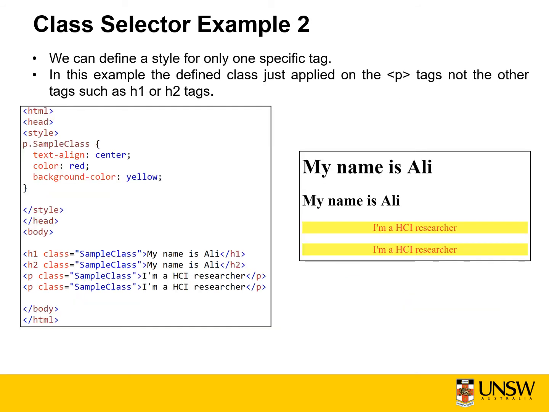In this example, a class called sample class is defined, but for only the p tags. Therefore, all the p tags with this class name will be affected. But the other tags won't be affected even if they have sample class attribute. As you can see, although h1 and h2 tags have the sample class name, the sample class style hasn't been applied on them.